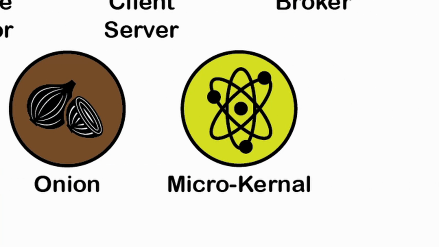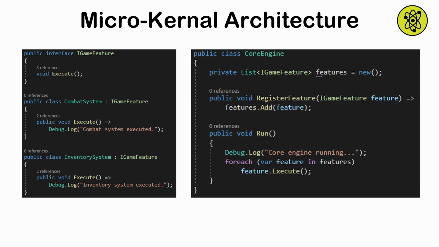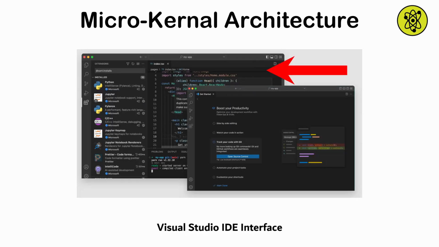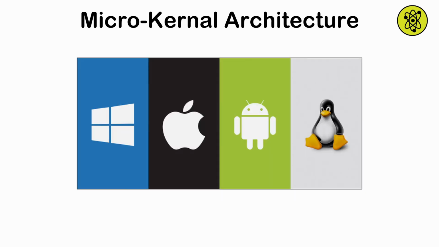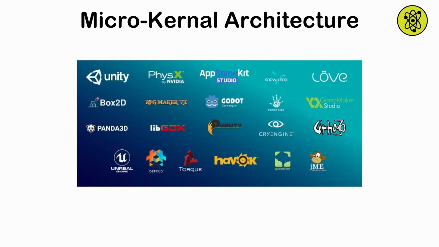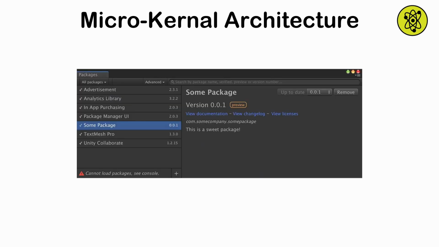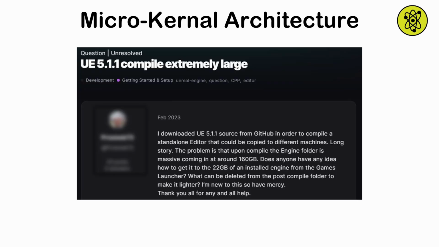Micro-Kernel architecture. This pattern provides a minimal core system that can be extended with plugins. The core handles only essential operations, while additional features are implemented as extensions. Common examples include operating systems, IDEs, and game engines, where external libraries and packages can be installed to extend base functionality. Care should be taken when managing plugins and to avoid bloating the core.